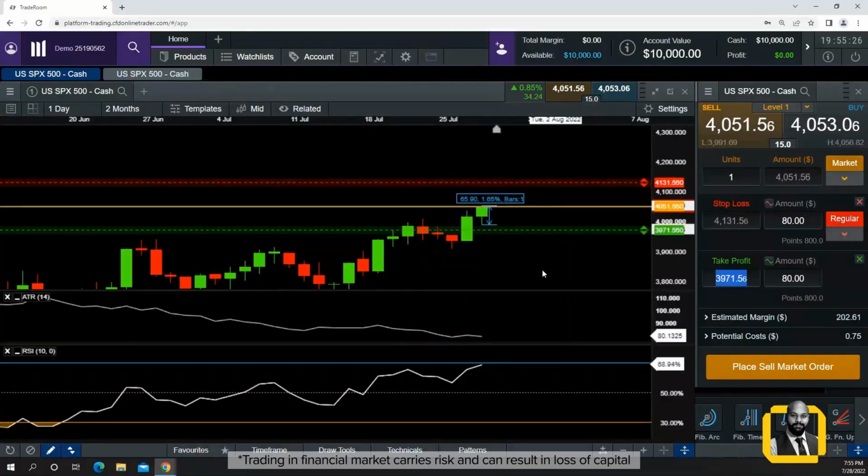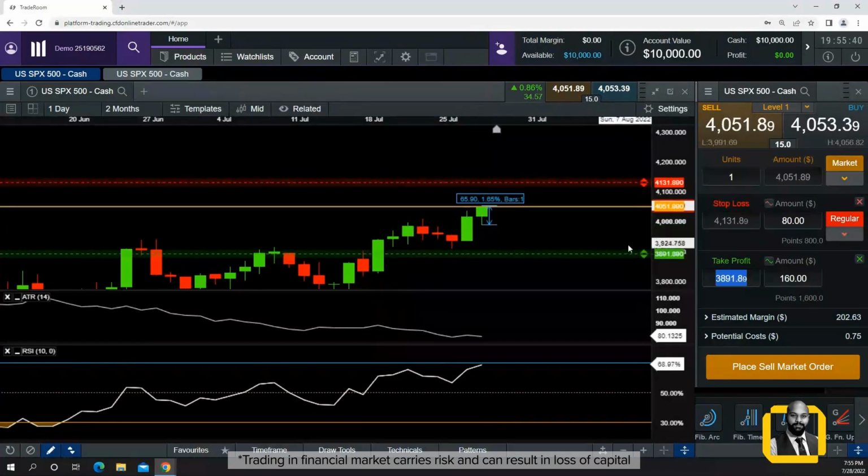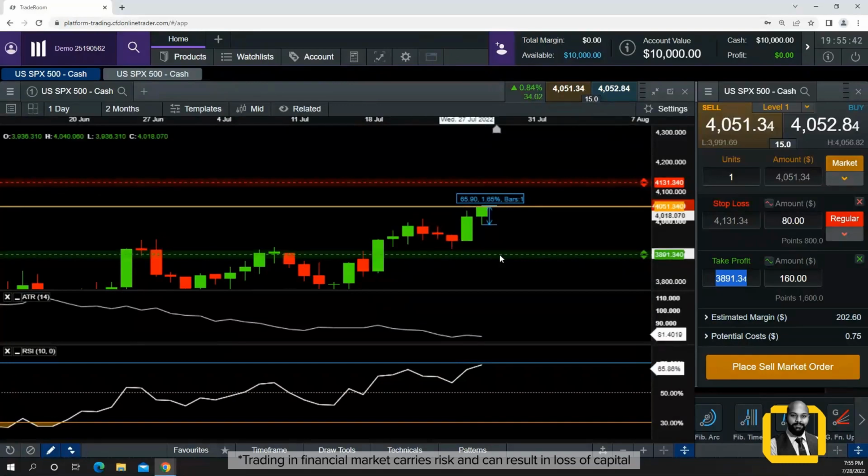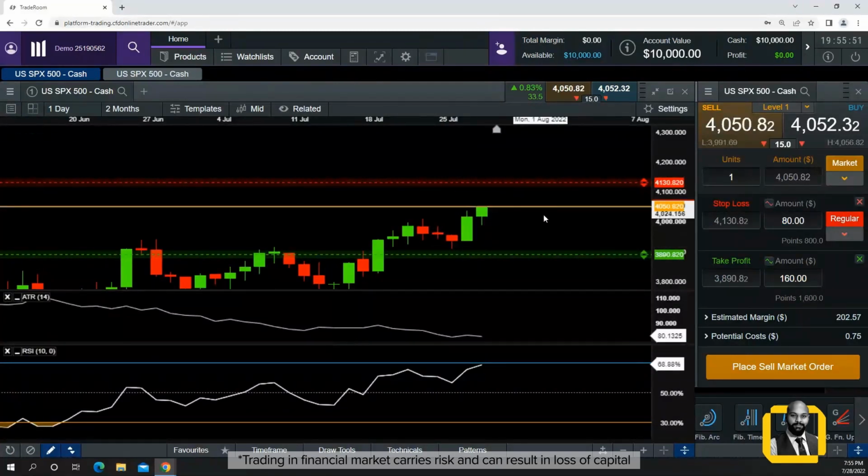If the reversal comes because of the overbought, we can expect the prices to come down minimum to 80. Of course, if you want to increase your risk reward, you can always double your take profit, that is about 160. So if the prices drop all the way back to these levels, you make $160 profit. If it goes against you, it stops out with an $80 loss.